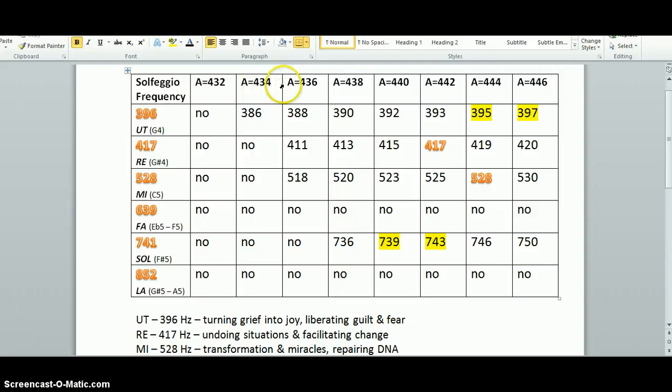So these refer to concert pitch, meaning that the A above middle C is going to be tuned to 442 hertz or 440 hertz or 438. And then you tune all the other pitches within some sort of a system to those.